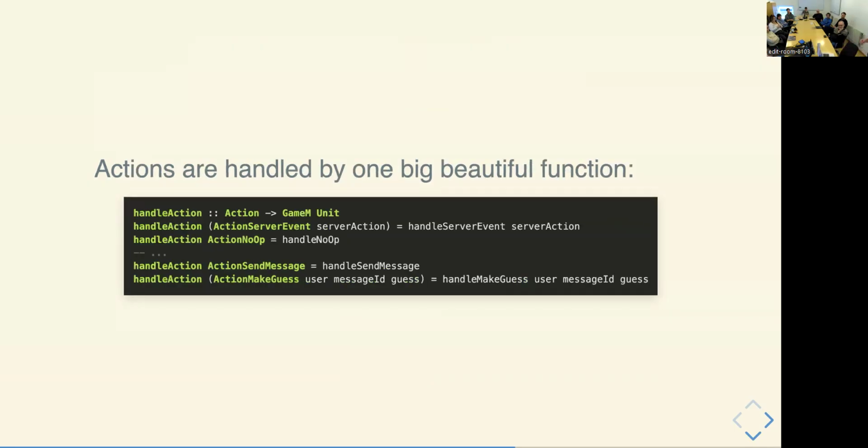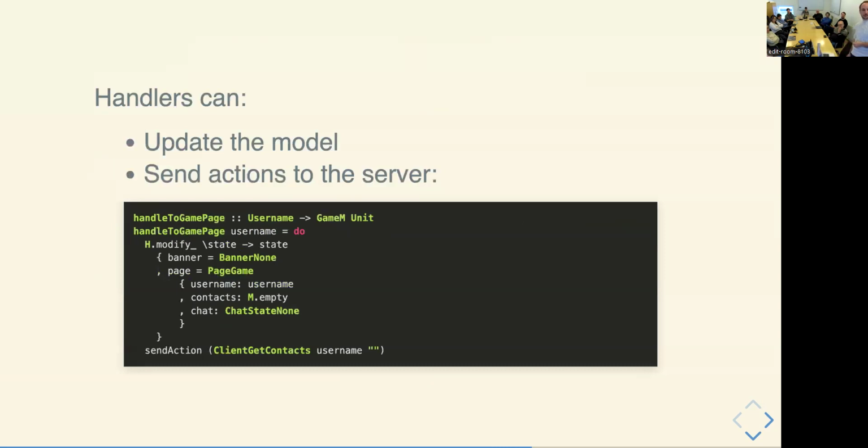So then these actions are handled by one big, beautiful function that takes an action and performs this Halogen computation, which is essentially just an asynchronous computation that also has access to the model state underneath. And each of these actions can update the model. So for example, here I turn the banner off, and I go to the default game page. This is just when you sign in, when you log in. So you get your username, you have no context, and your chat state is none. So you have to find someone to chat to, etc.